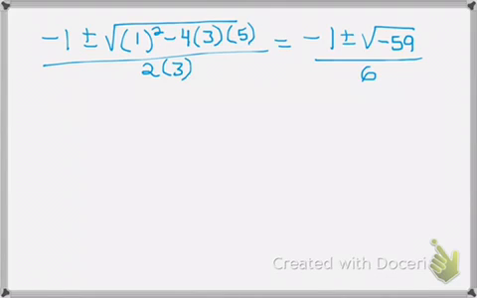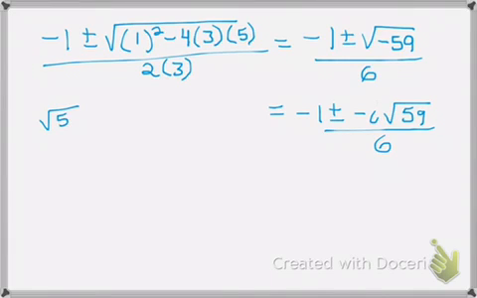Now, under that square root, you see a negative sign, don't you? You know what that means? You have to pull out an i. So technically, this is -1 plus or minus i times the square root of 59 over 6. Now, usually we'll take that square root and try to see if we can break it down or simplify it. Well, the only thing that multiplies to give me 59 is 1 and 59. So therefore, I can't simplify it. So I'll leave it the way it is.